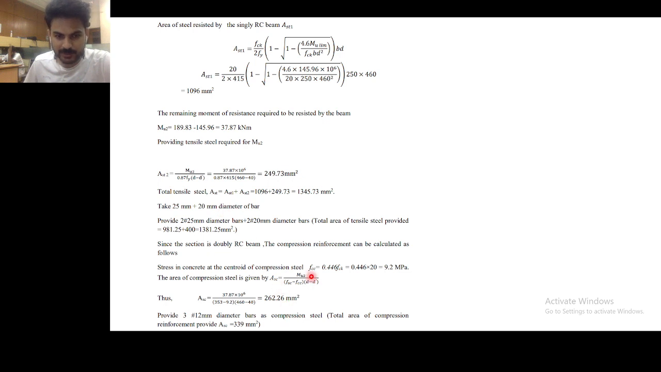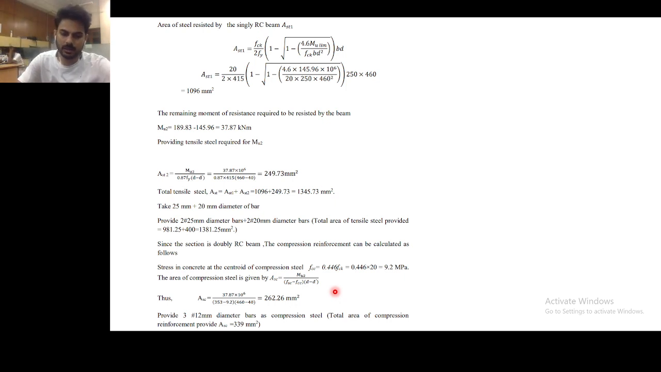So for that we will consider Mu2, but the forces we will consider only in the steel. So we will subtract the concrete part, and the lever arm will be d minus d dash. By considering that, the Asc we got is 262.26. So we can provide 3 bars of 12 mm diameter as compression steel. So the total area of the compression steel will be 339. In that way we can design.